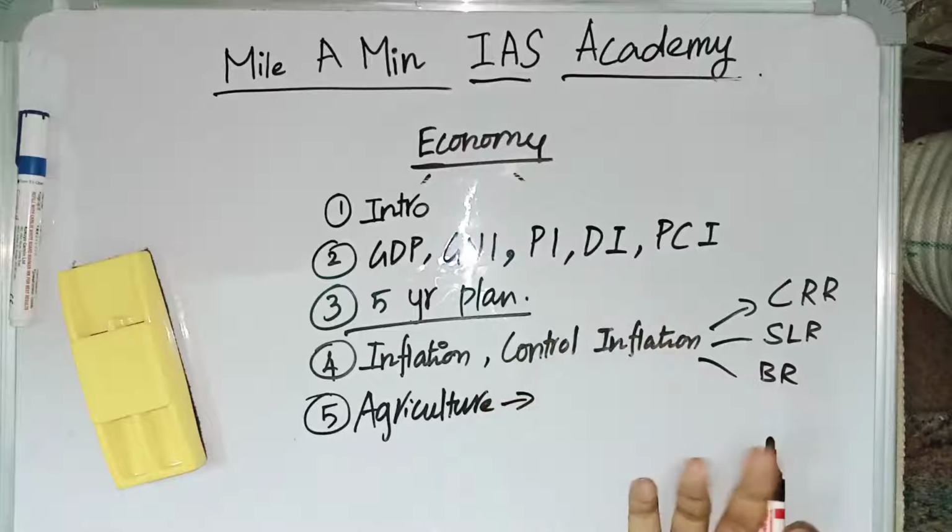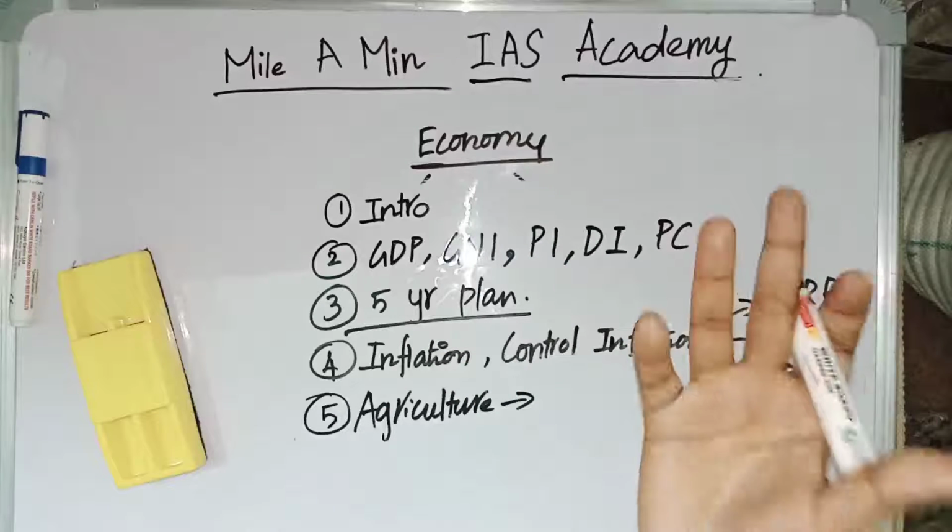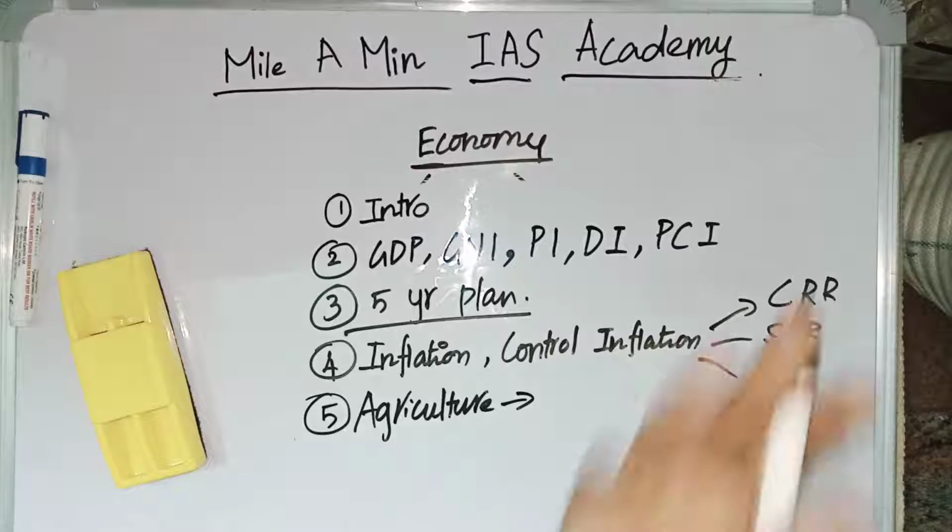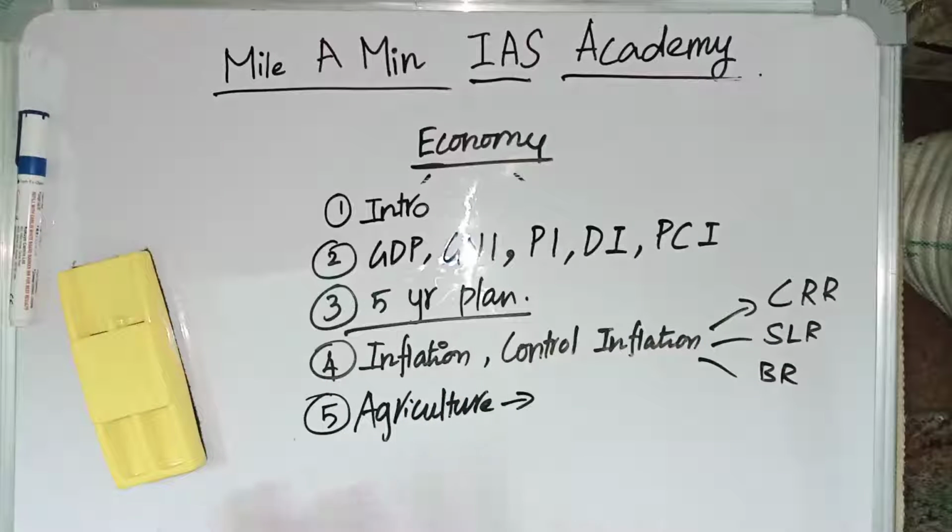Relating to water, there are certain schemes. Relating to fertilizer, there are certain schemes. Relating to land, such as the land ceiling, there are certain acts, and there are many formulas. We will see all of that about agriculture in economy also. Those things come under the fifth topic.